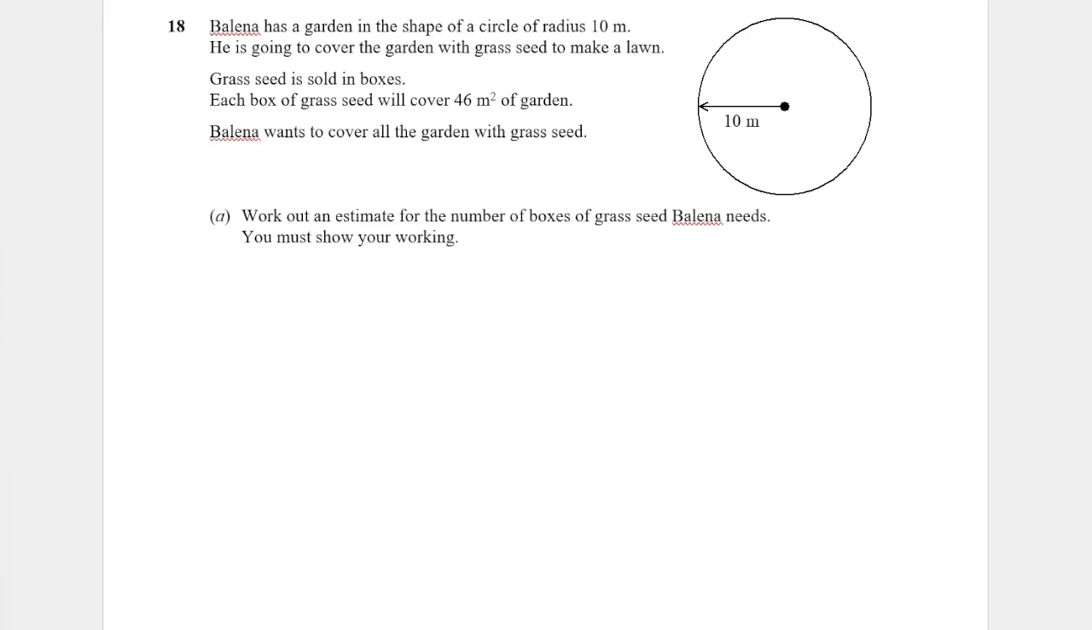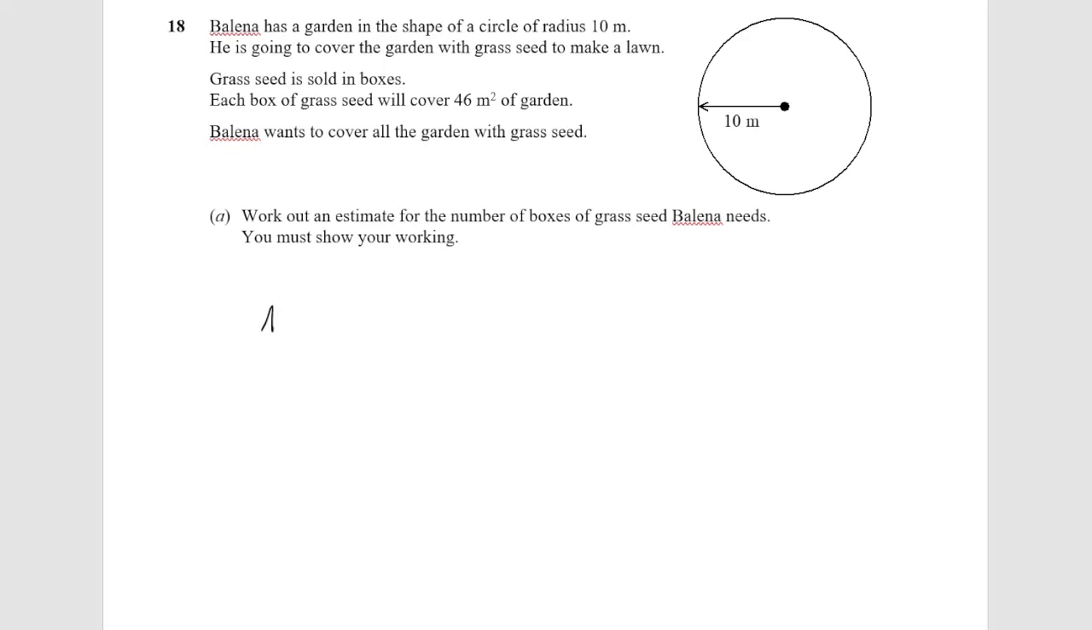Okay, question 18. Balana has a garden in the shape of a circle of radius 10 meters. He's going to cover the garden with grass seed to make a lawn. Grass seed is sold in boxes. Each box of grass seed covers 50 meters squared of the garden. He wants to cover the garden with grass seed. Work out an estimate for the number of boxes.